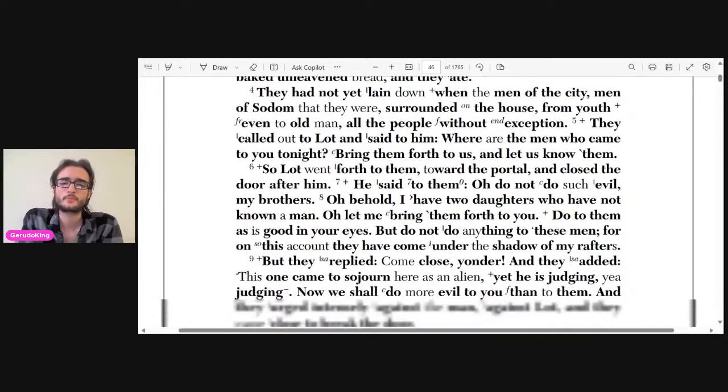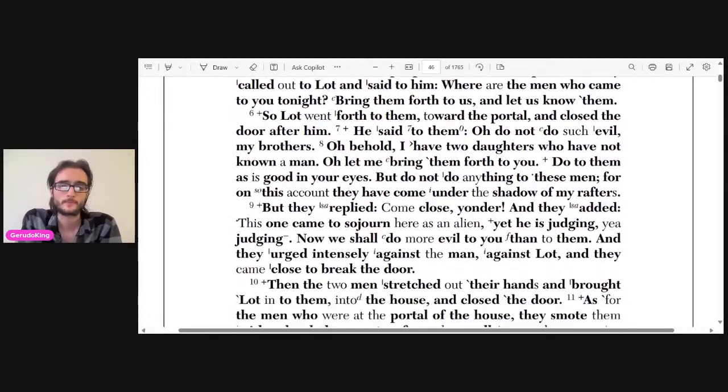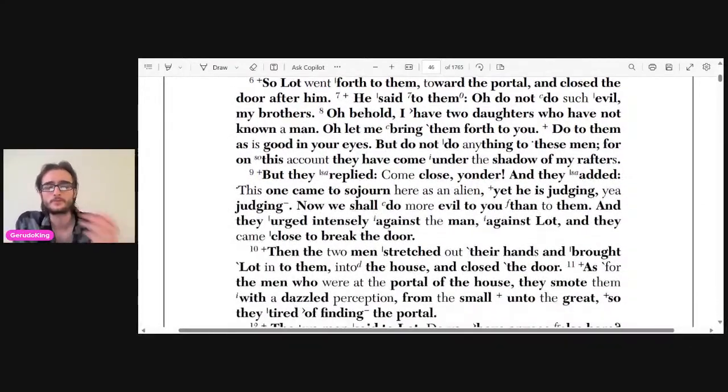So Lot went forth to them toward the portal and closed the door after him. He said to them, oh, do not do such evil, my brothers. Oh, behold, I have 2 daughters who have not known a man. Oh, let me bring them forth to you. Do to them as is good in your eyes. But do not do anything to these men, for on this account they have come under the shadow of my rafters. But they replied, come close yonder.